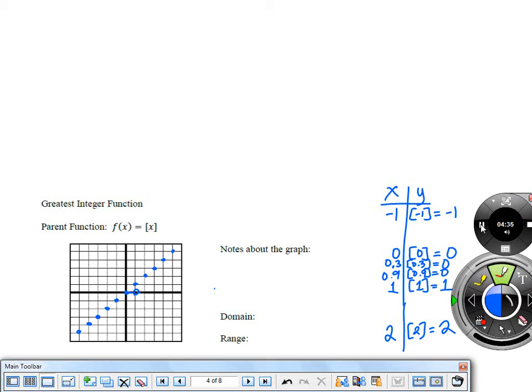Now, if I start plugging in numbers that are between 1 and 2, like 1.4, what's that going to get rounded to when applied with the greatest integer function? 1. 1.9? 1. All the way until I get to the number 2, and then it will get rounded to 2.